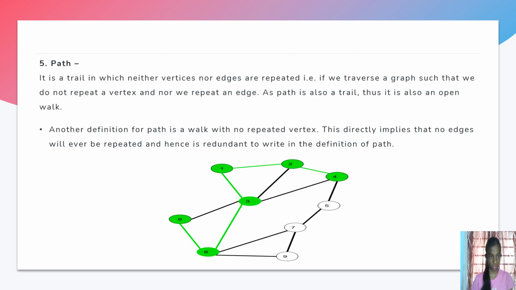Next is the path. A path is a trail in which neither the vertices nor the edges are repeated. That is, it is a traversal of a graph such that we do not repeat a vertex, nor do we repeat an edge. As a path is also a trail, it can also be an open walk. Another definition for a path is a walk with no repeated vertex. This directly implies that no edges will be repeated, and hence it is redundant to write it in the definition of the path.